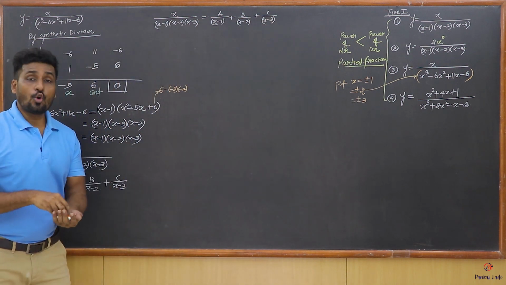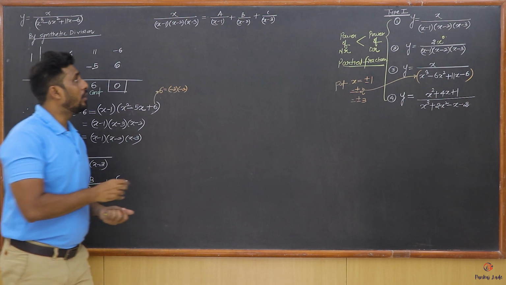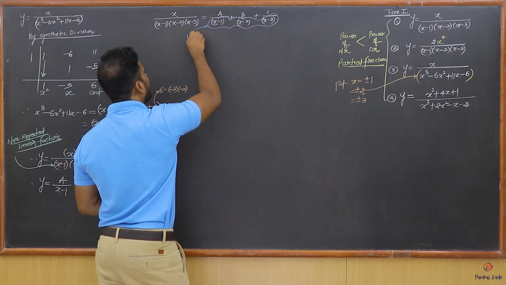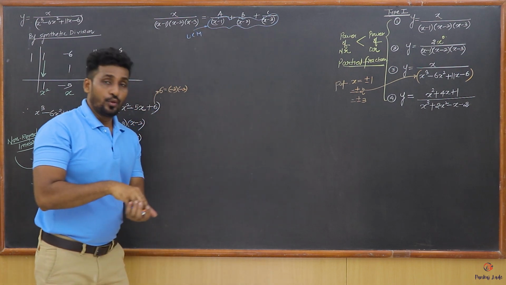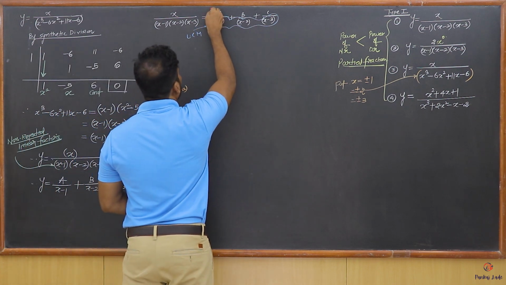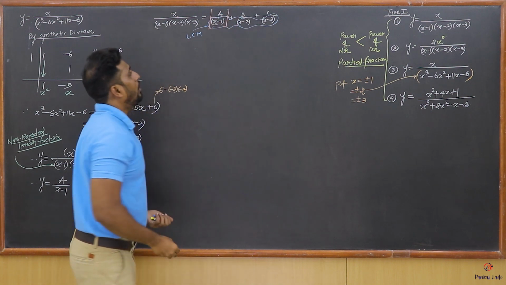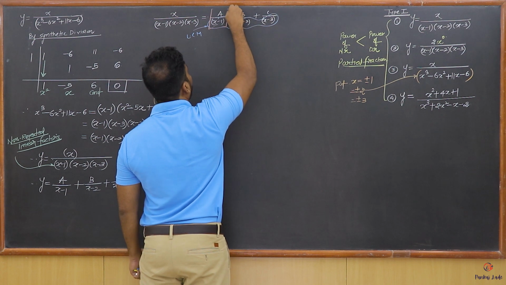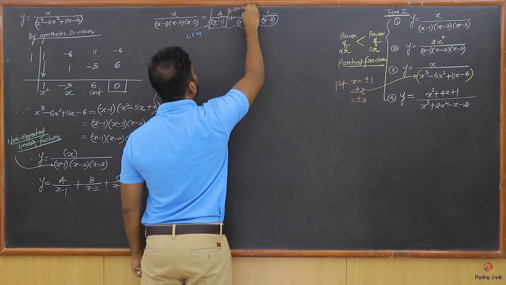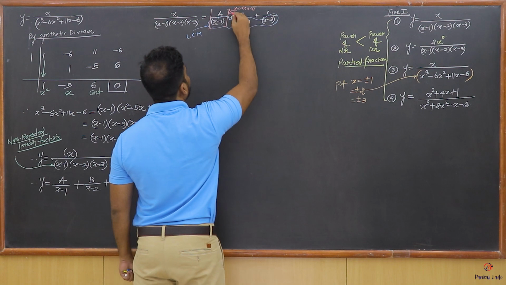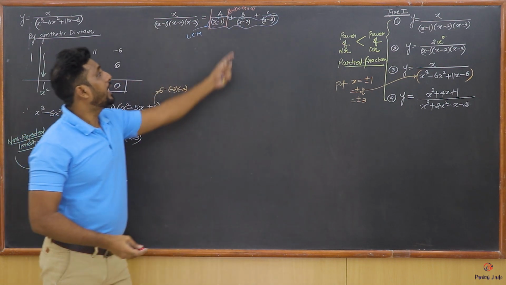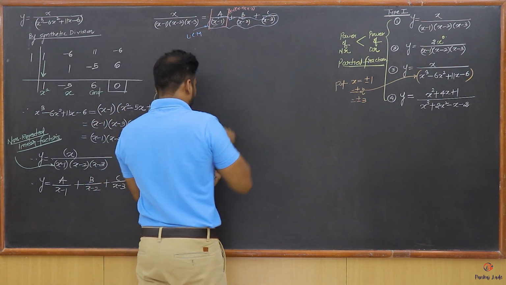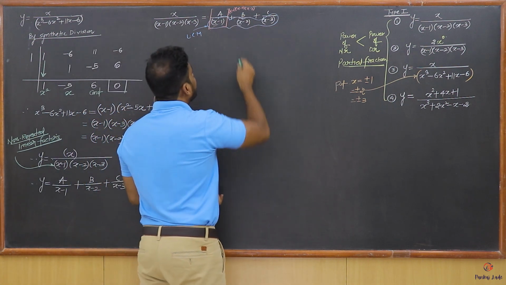Now remember, your LCM here is the product of these terms. This is the LCM. So what you do is just imagine that this entire term a upon x minus 1, this entire term is simply multiplied with x minus 1, x minus 2, x minus 3. So x minus 1 and x minus 1 cancels. You will be getting x minus 2 and x minus 3. It's multiplied with a.